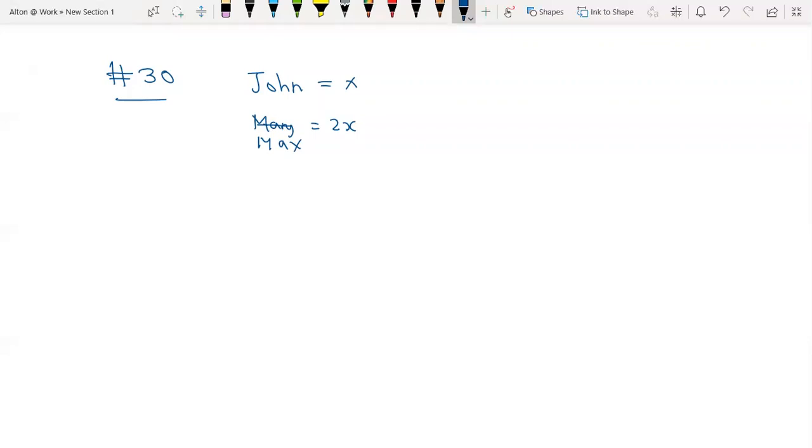Well, if John had x marbles before and he got 5 marbles from Max, then the number of marbles John should have now is x plus 5. All right, and that's answer A. I'm not seeing any other way of looking at that problem. The number of marbles Max will have after he gives John 5 marbles would be 2x minus 5, but that's not the question asked.